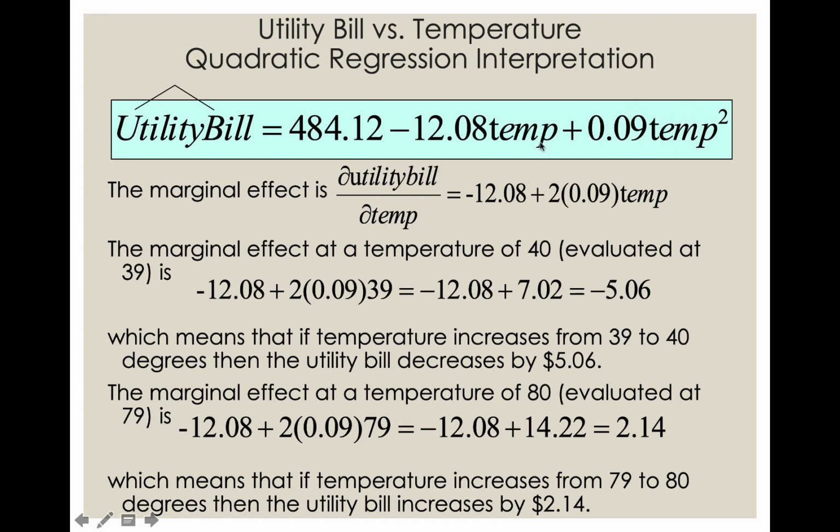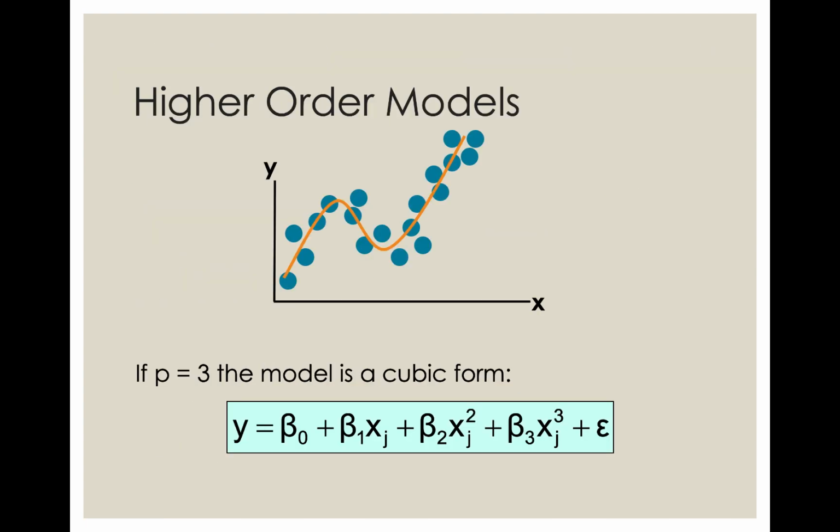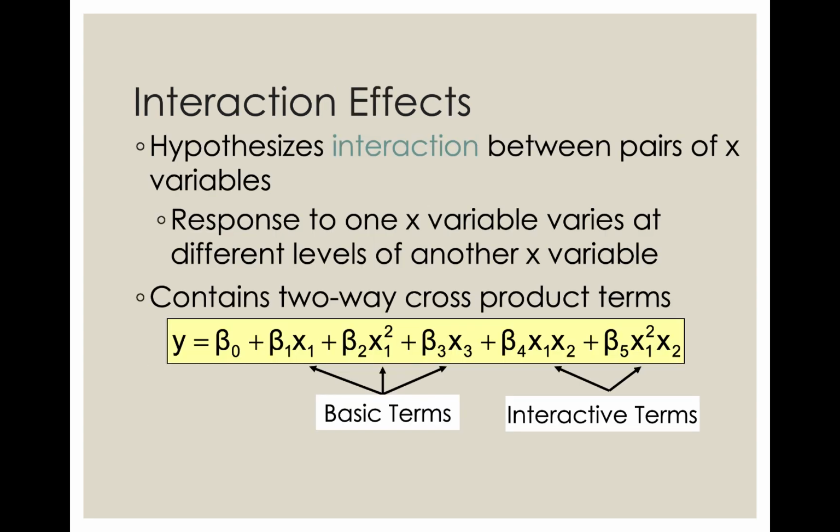But the main thing that I'm trying to say is I can't evaluate this term right here and hold this one constant. It's just not possible. That's why we have to use this formula. And then it's a function of at what value of our x variable we evaluate this marginal effect. We can also have higher order models. If our scatter plot looks like something like this, I find this is super rare, but you can definitely model it. The other thing that's related to the quadratic is interaction effects between pairs of quantitative variables.